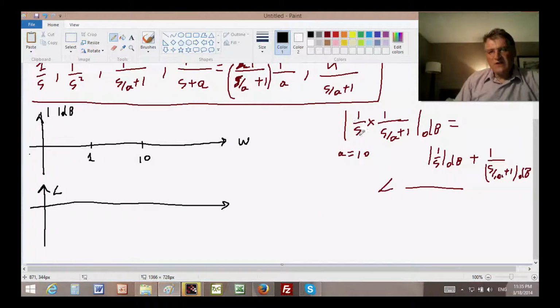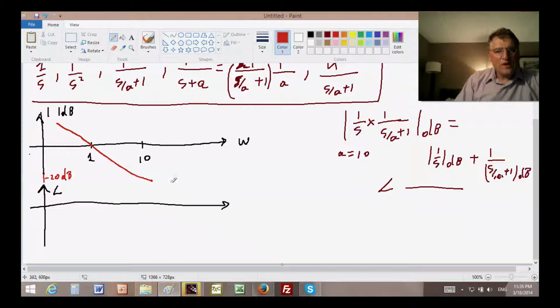Now let me look at 1 over S first. So we know the plot for 1 over S. It is a plot which goes through 1 and which otherwise is a linear plot with a -1 slope. In other terms, when I cross the 10 radians per second here, I have gone down 20 dBs.